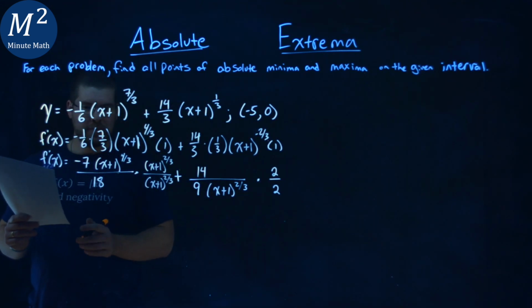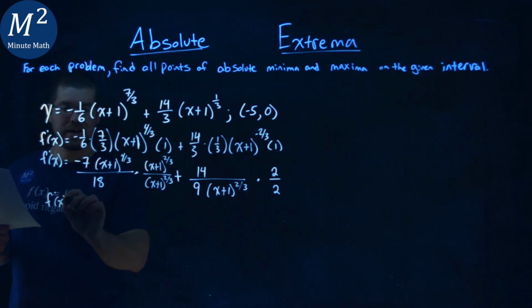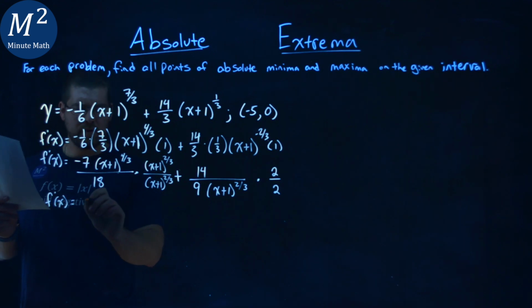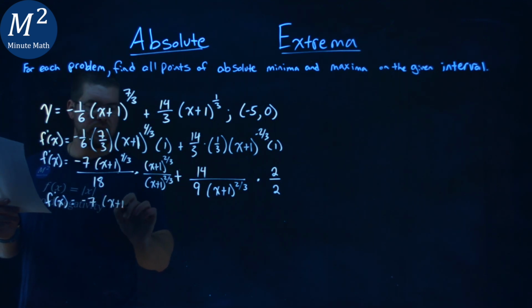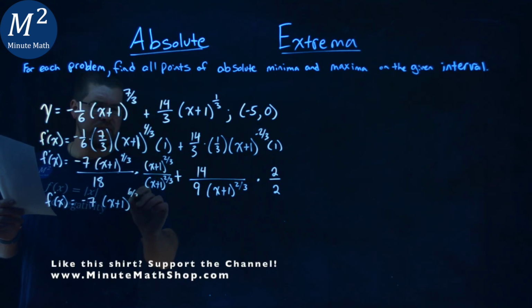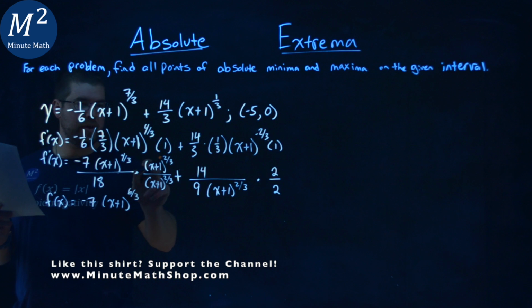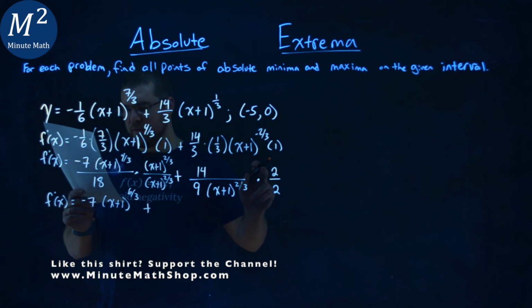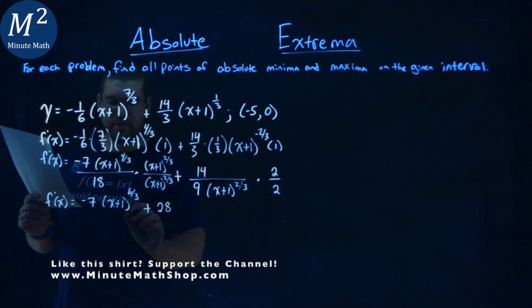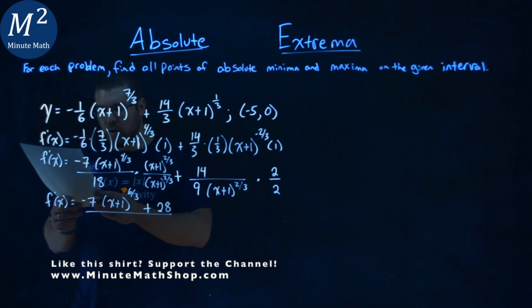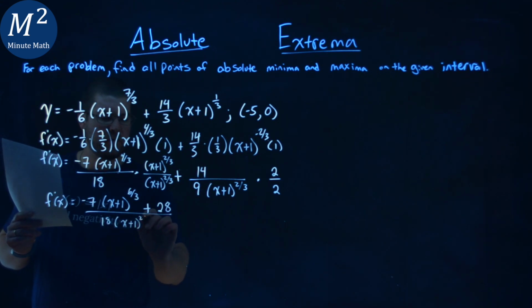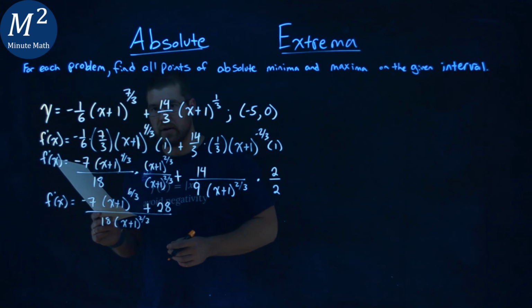Then from here we simplify. f prime of x is equal to, well, multiply this out here. We have negative 7, we have an x plus 1 right there, and we add the exponents, and so we have 6/3 now. Alright, same base, add the exponents. Plus, because it's all going to be under one big fraction, 14 times 2, which is a 28. All over this 18 times an x plus 1 to the 2/3 power, which is our common denominator.